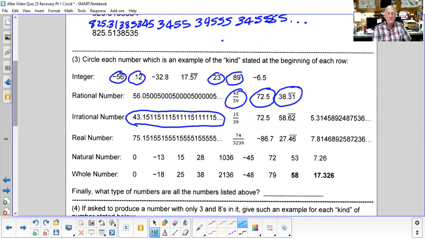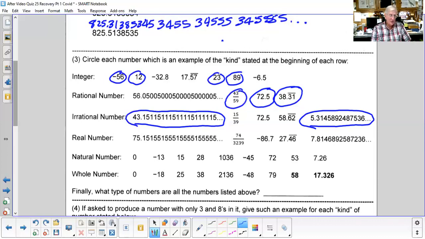Now we can't be sure on the next one, right? But I don't see any pattern in that number. It does appear to go on forever. It appears to be all over the place. So this is an irrational number, more likely than not, too. A real number. All those answers in this one are real. Every single one, right? Because they're either rational or irrational, each of them. So they're all real numbers.